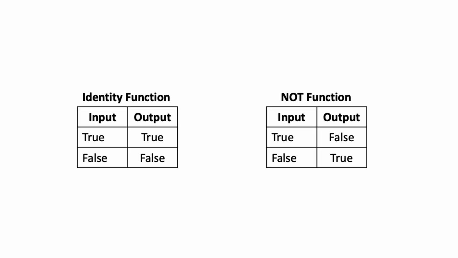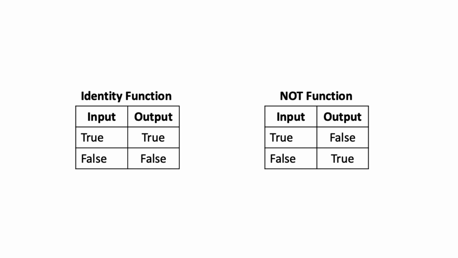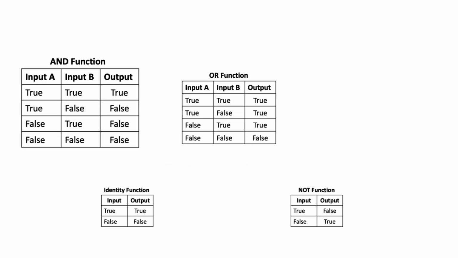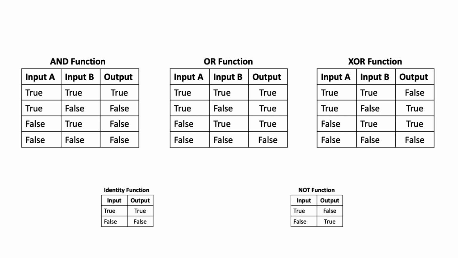We already encountered the Boolean unary operators, including the identity function and the not function. Unary operators are operators, or functions, that have only one input. There are also binary Boolean functions, or operators, which use two inputs. The basic binary functions include AND, OR, and exclusive OR. Here are the truth tables for each of these functions.